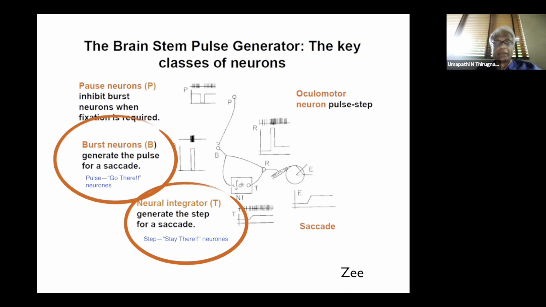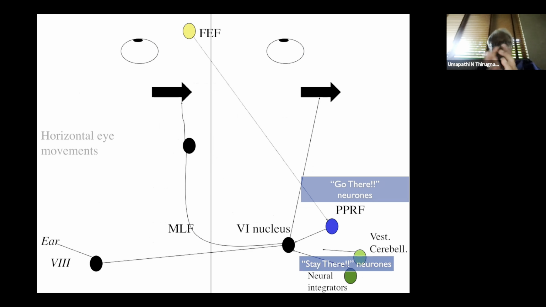Many of them have Latin names that sound like Harry Potter charms. Nucleus prepositus hypoglossi, for example. Okay, sounds almost like one of the Harry Potter charms, right? So again, it's not important to remember the individual names because there are many structures like that. But it's important to remember generically, they are known as stay there neurons. Stay there neurons are scattered in the brainstem and in the cerebellum.